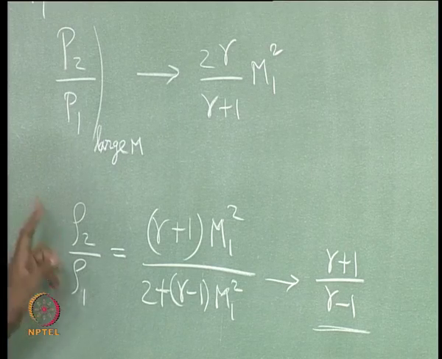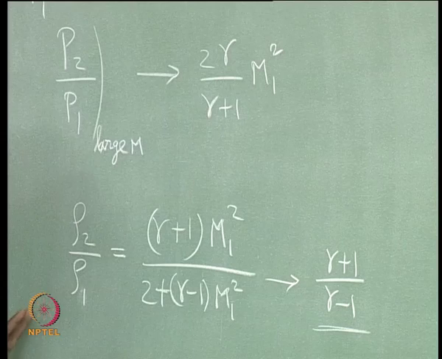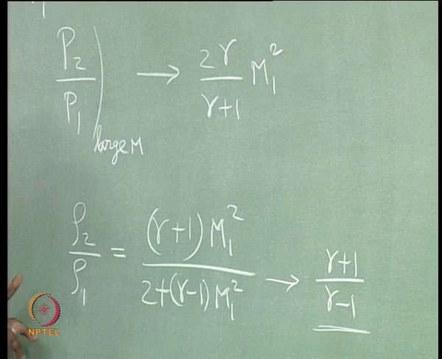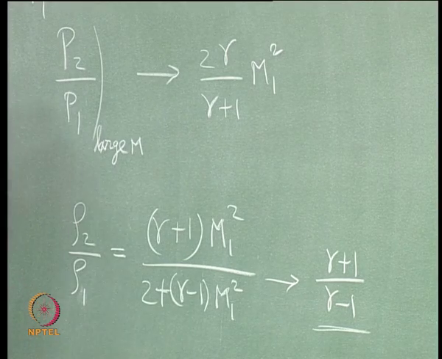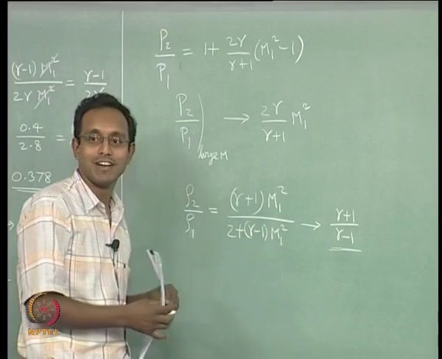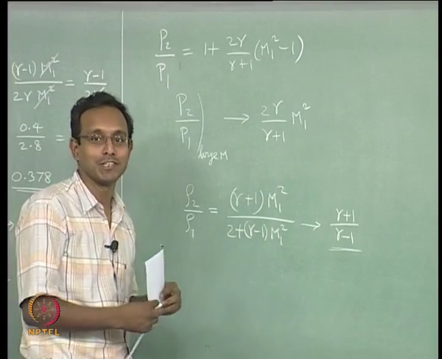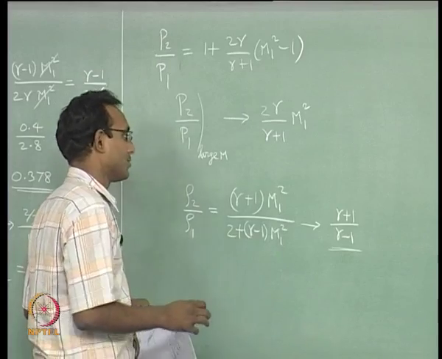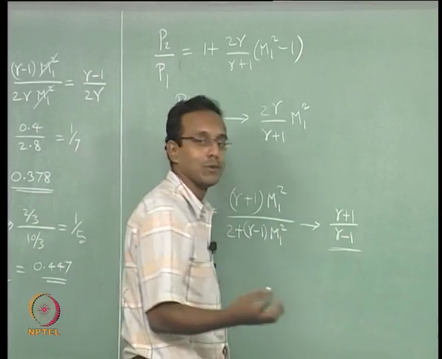Okay. If rho 2 by rho 1 goes to a constant, u1 by u2 goes to a constant, which means u2 by u1 also goes to a constant, which is what we plotted, and we showed that u2 by u1 goes to a constant anyway.